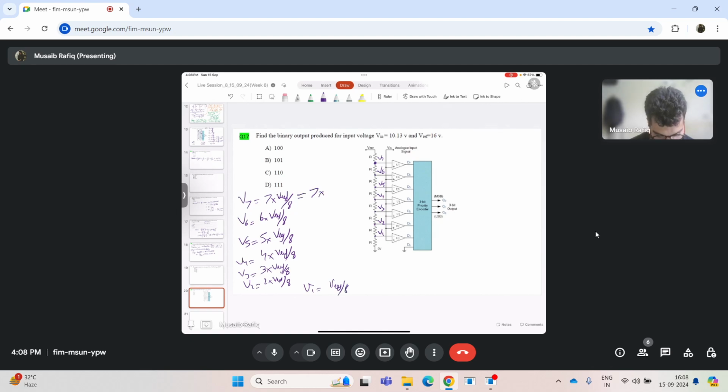So this is 7 into 16 by 8, that is 14. 14 is greater than 10.13, so this will be 0. Then we have 6 into 16 by 8, so this is 12 volts. Again greater than 10.13. Then we have 5 into 16 by 8, that is 10 volts, so this will be equal to 1. So D5 is equal to 1, which implies my output of the priority encoder will be 1 0 1. So option B is the right answer.